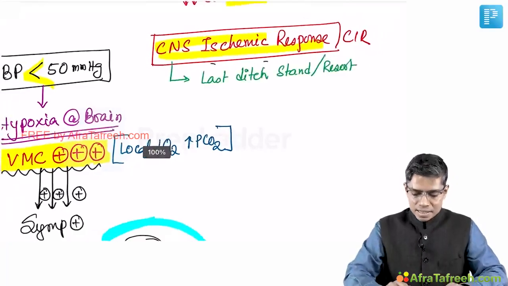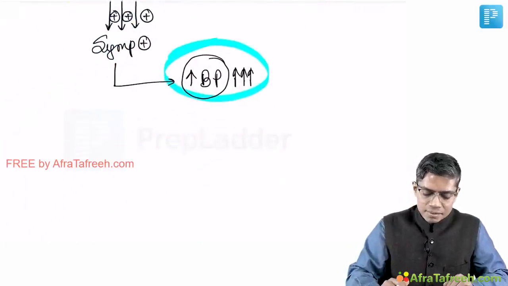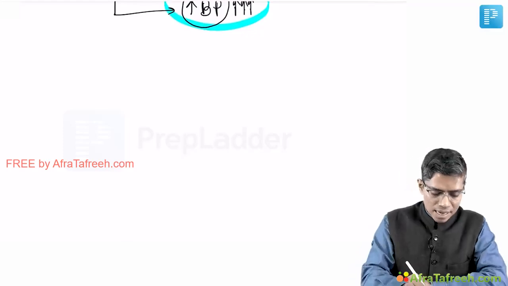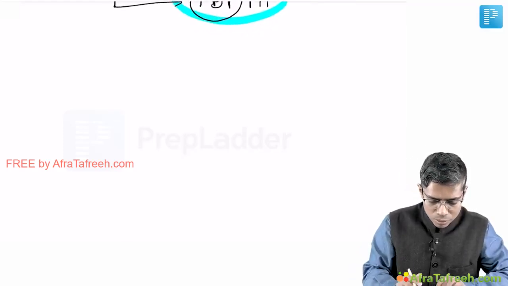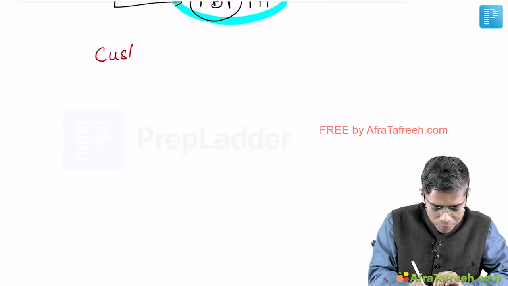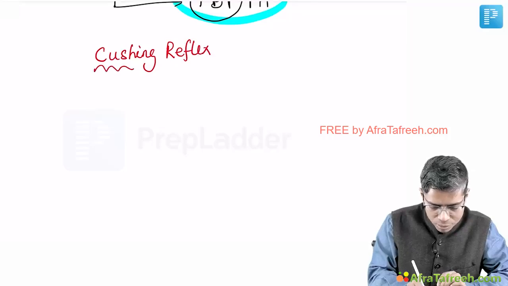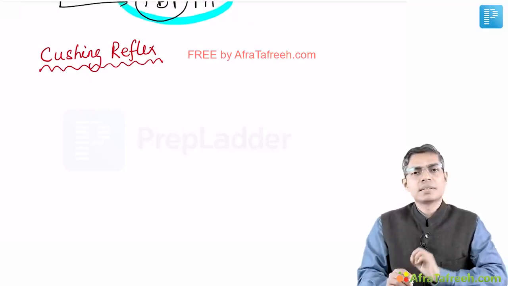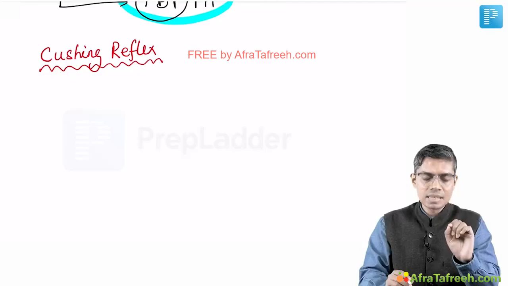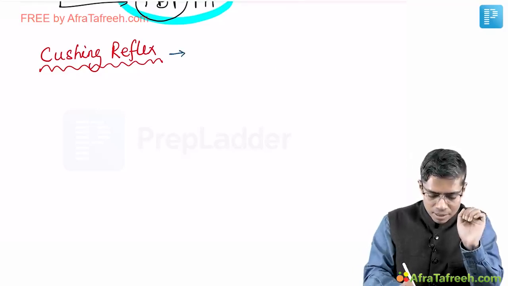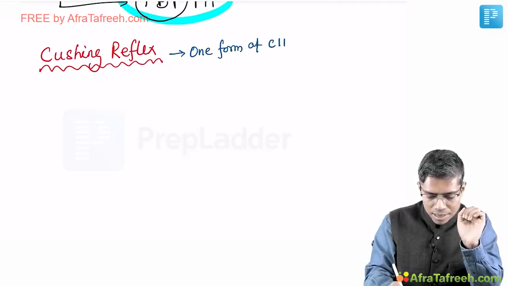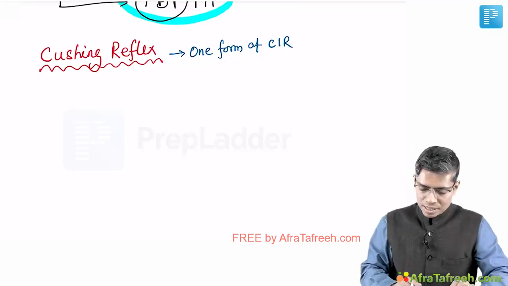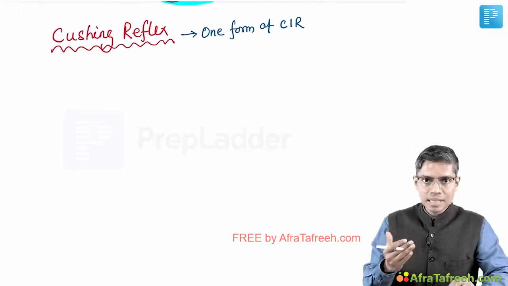Now you know that this CNS ischemic response has a very important clinical application, and that clinical application is known as Cushing reflex. So what is this Cushing reflex? Let's try to understand. Remember first that Cushing reflex is one form of CNS ischemic response only. But the CNS ischemic response will be activated by some indirect mechanism.